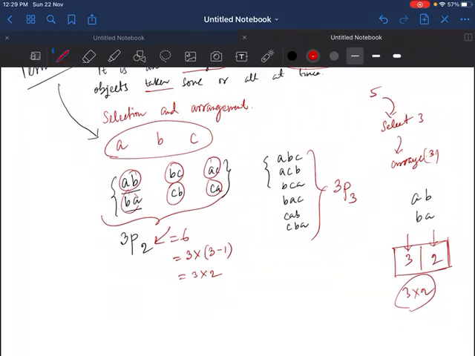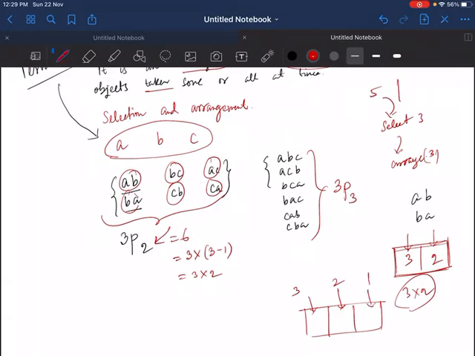Right? Now when we are taking 3 objects from 3 objects, 3 at a time, what is the value of 3p3? Here we are taking from 3 objects, 3 at a time. So it means we have a box of 3 compartments. The first compartment can be filled in 3 ways, the second compartment in 2 ways, and the third compartment in 1 way.